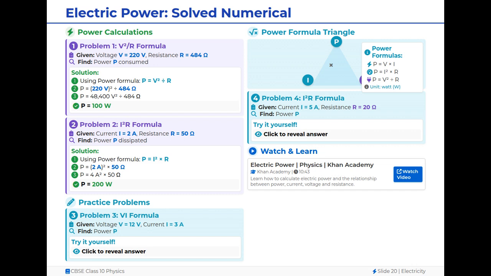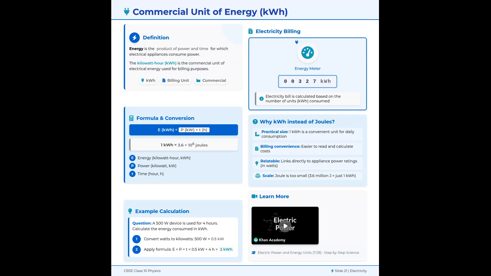Its SI unit is the watt, named after James Watt. The primary formula for power is P equals V times I. Power is just the product of potential difference and current. By combining this primary formula with Ohm's law, we can get two other extremely useful expressions for power: P equals I squared times R and P equals V squared divided by R.